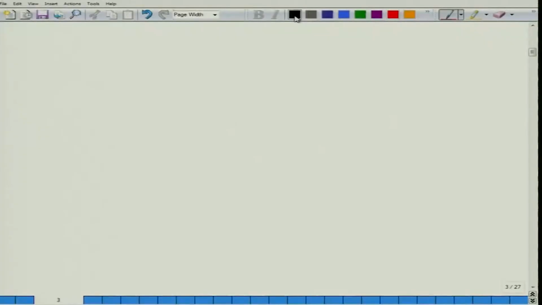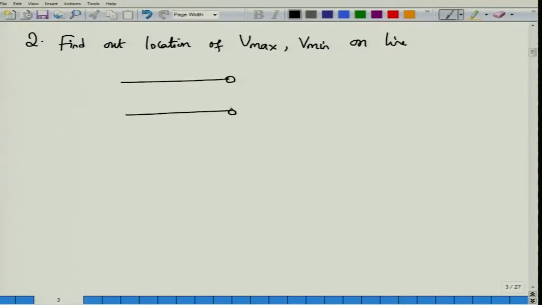In this application, we are trying to find out the location of the voltage maxima and the location of voltage minima on the line. Voltage maxima and voltage minima on the transmission line. Why should we have voltage maxima and minima? Whenever you have terminated a transmission line with a load which is different than the characteristic impedance of the transmission line, you will see that there will be a voltage maxima minima pattern. So this will be the voltage standing wave pattern.